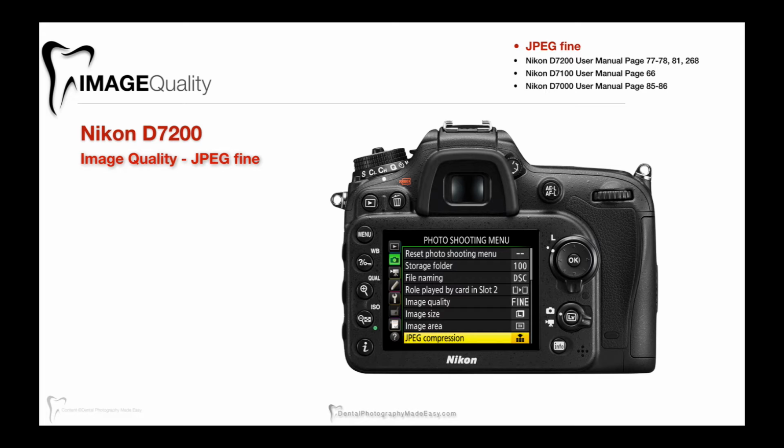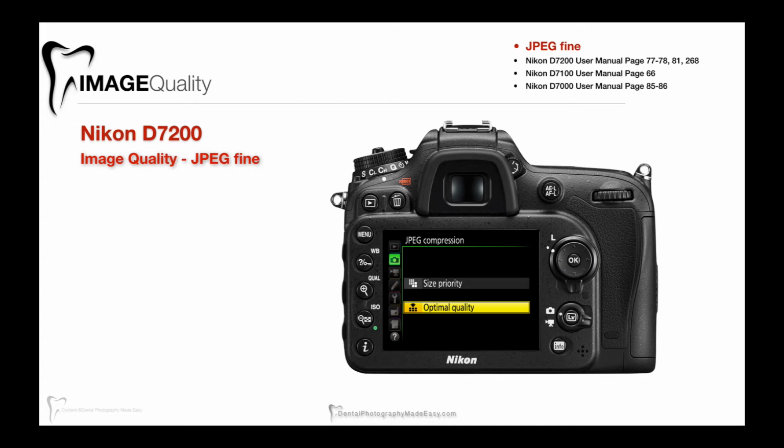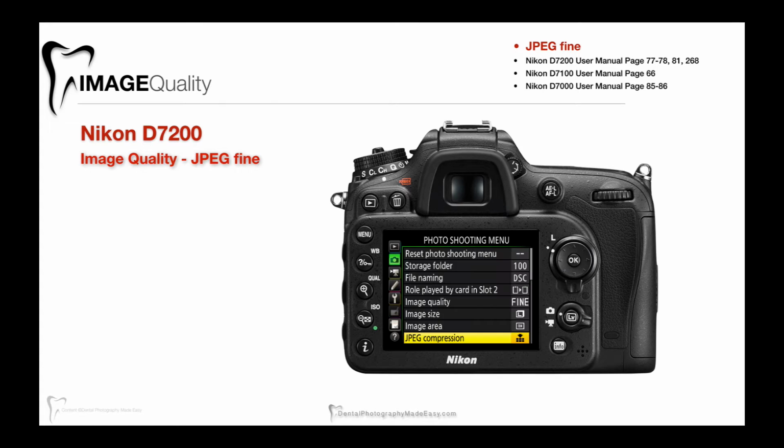And then go down to JPEG compression. We want to make sure that since we're compressing a file, JPEG files are compressed by definition, that we're compressing it for optimal quality in the image file, not optimum size. So we want to make sure that we're choosing optimum quality or optimal quality here, and then we're all set up. You're now set to take large JPEG images in your Nikon D7200.